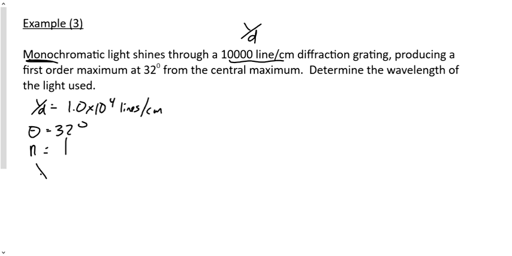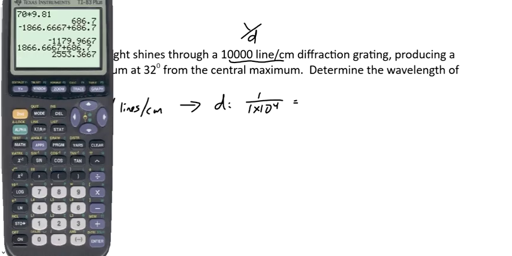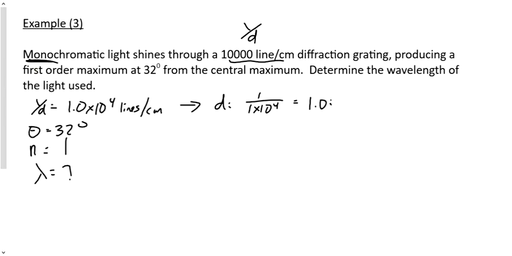What's the wavelength? Okay, let's get d. If 1 over d is 1 times 10 to the 4, then d is going to be 1 over 1 times 10 to the 4. The easiest way to do that is to take a calculator. 1 times 10 to the 4, right? 10,000. Flip it over, 1 over, gives us 1.0 times 10 to the negative 4.